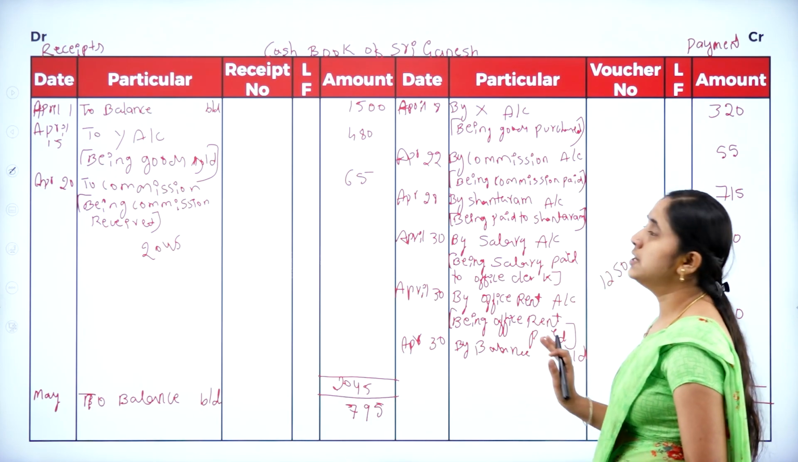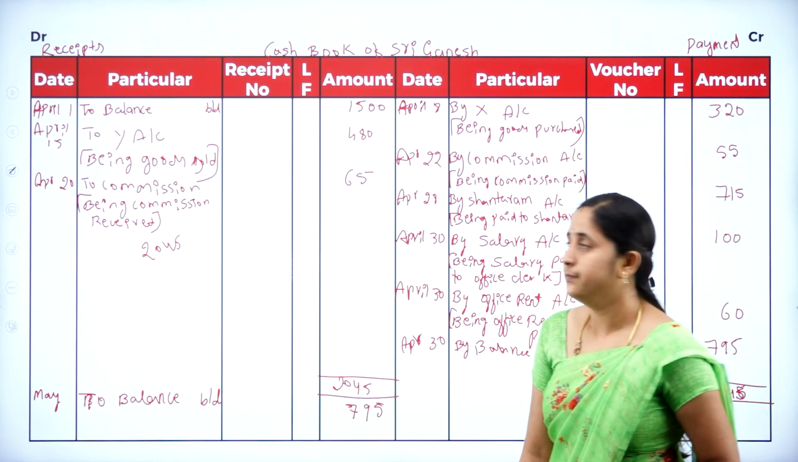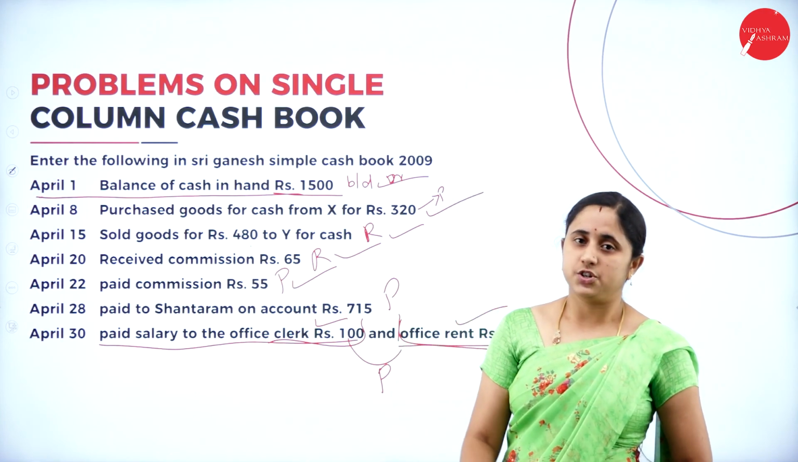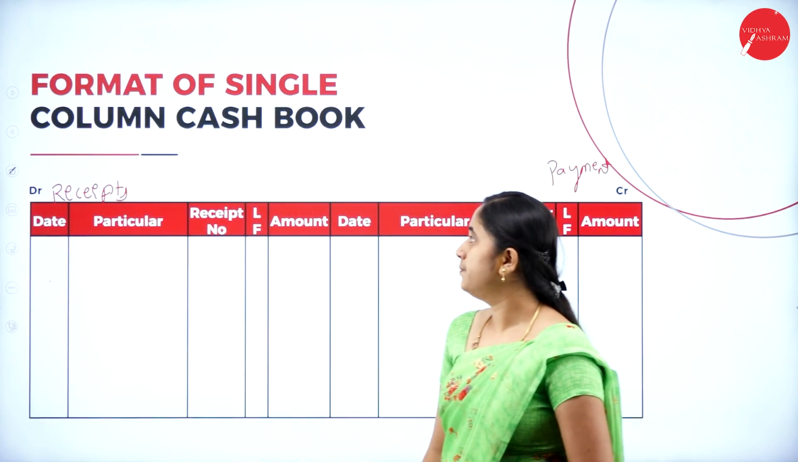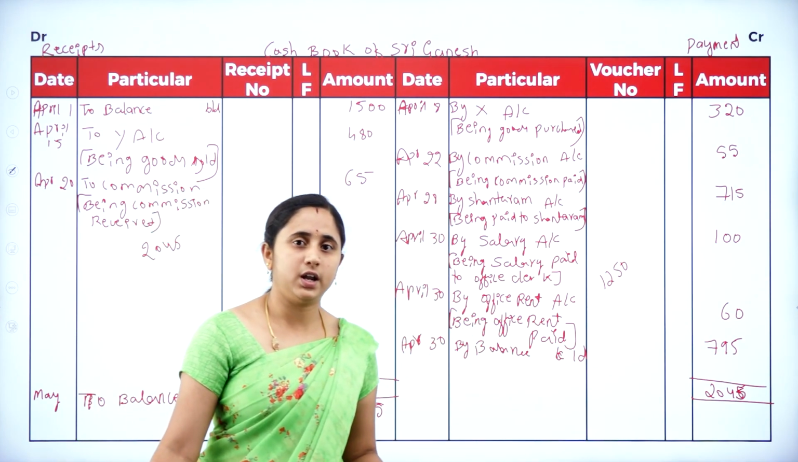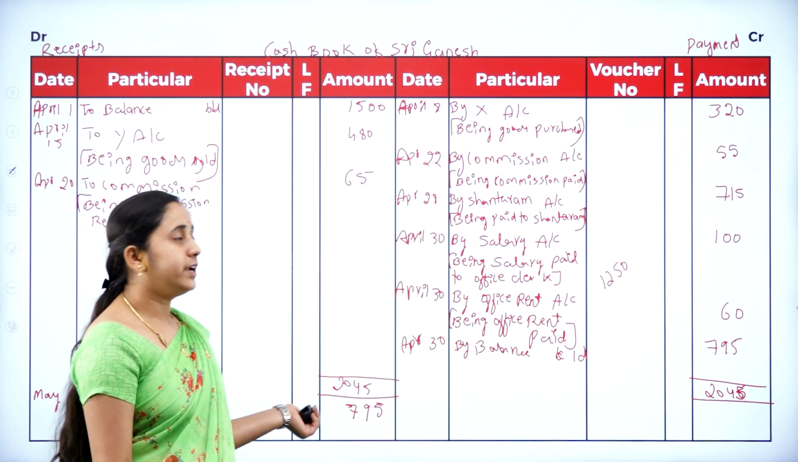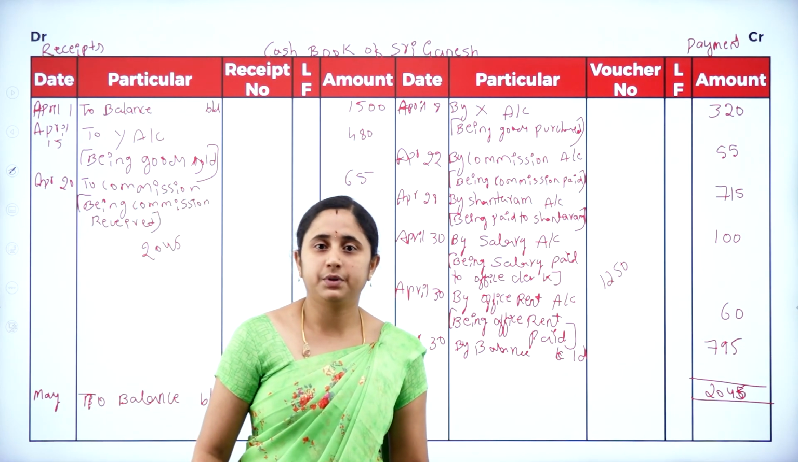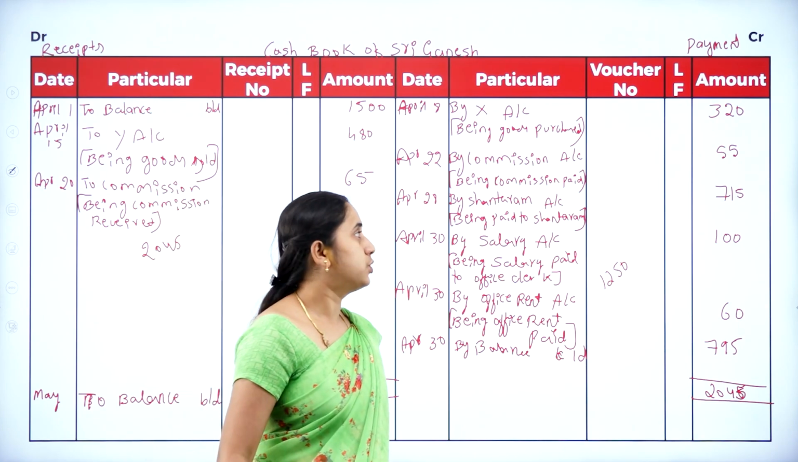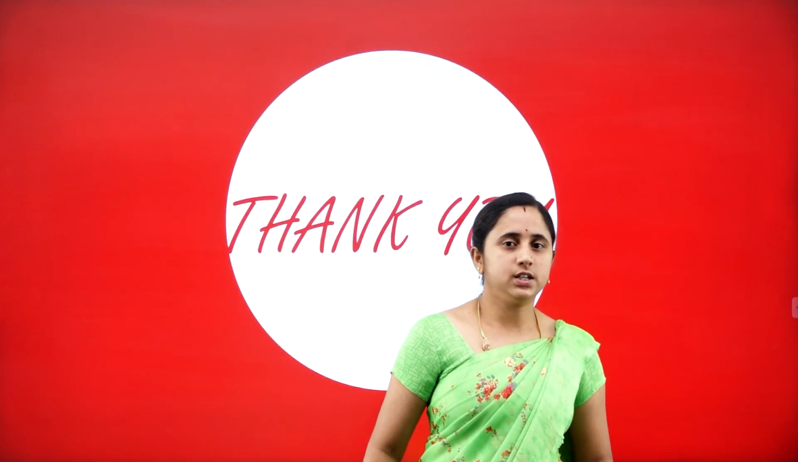So this is all about simple cash book. This is all about today's session. In the next session, we will continue with another problem and move on to the double column and triple column cash book. According to your syllabus, you don't have a double column cash book. You have problems on the three column cash book. So let's continue with the next session. Until then, keep watching. Thank you.